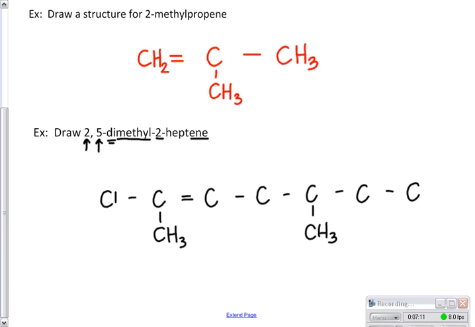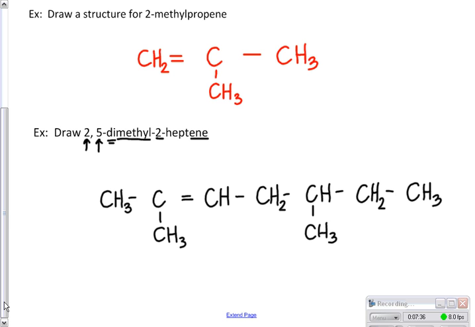If you look at this end carbon, it can have 3 more H's. If you look at the second carbon, it's making 4 bonds already, so that one's full. This one has room for 1 H, 2 H's on this C, only 1 H on the next one, 2 H's on this 6th carbon, and 3 H's on the 7th. So there you go with 2,5-dimethyl-2-heptene.